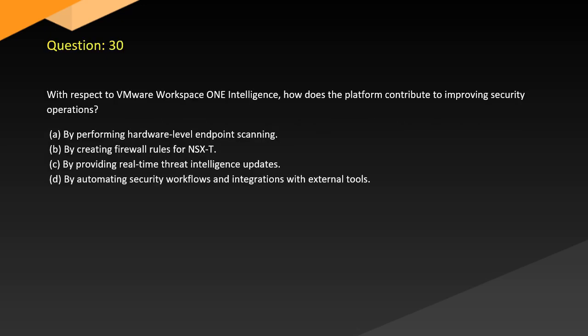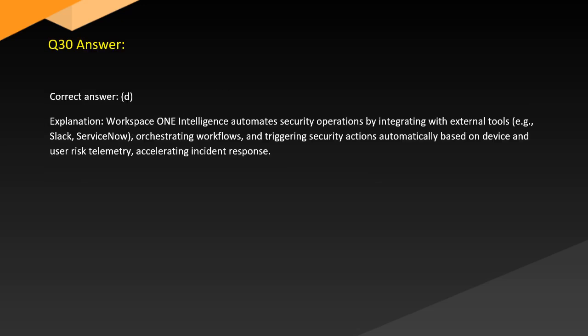Question 30. With respect to VMware Workspace ONE Intelligence, how does the platform contribute to improving security operations? A. By performing hardware-level endpoint scanning. B. By creating firewall rules for NSX-T. C. By providing real-time threat intelligence updates. D. By automating security workflows and integrations with external tools. Answer. Correct answer: D. Explanation. Workspace ONE Intelligence automates security operations by integrating with external tools, e.g., Slack, ServiceNow, orchestrating workflows and triggering security actions automatically based on device and user risk telemetry, accelerating incident response.